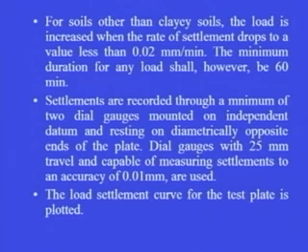Settlements are recorded through a minimum of 2 dial gauges mounted on independent datum and resting on diametrically opposite ends of the plate. Dial gauges with 25 millimeter travel and capable of measuring settlements to an accuracy of 0.01 millimeter are used. The load settlement curve for the plate is then plotted.